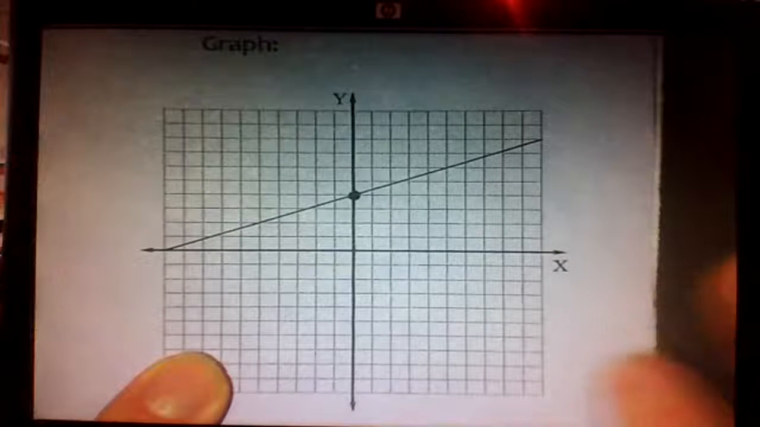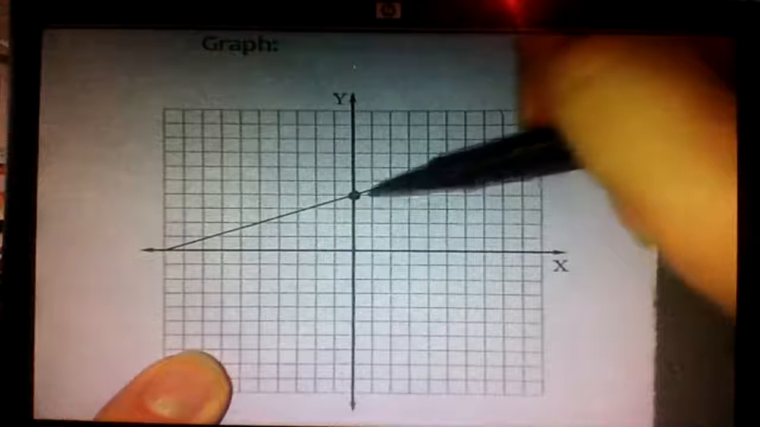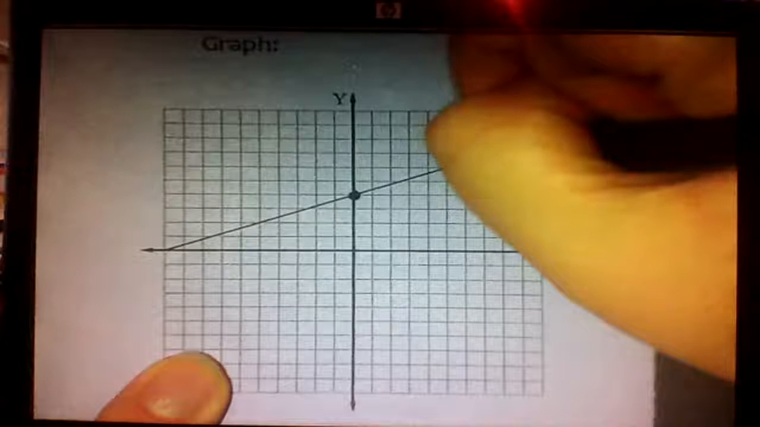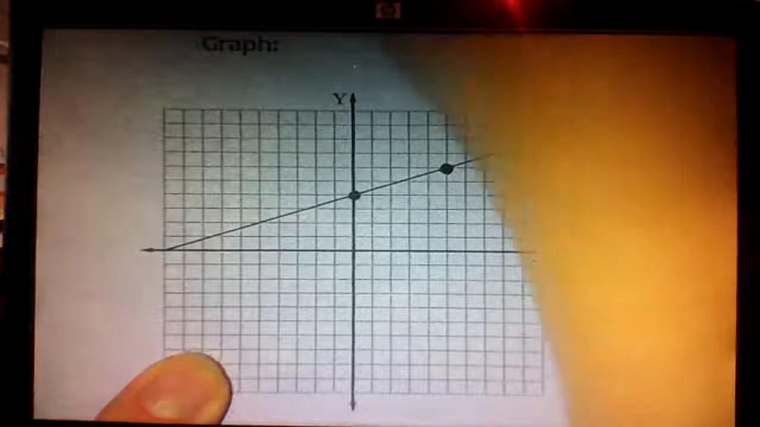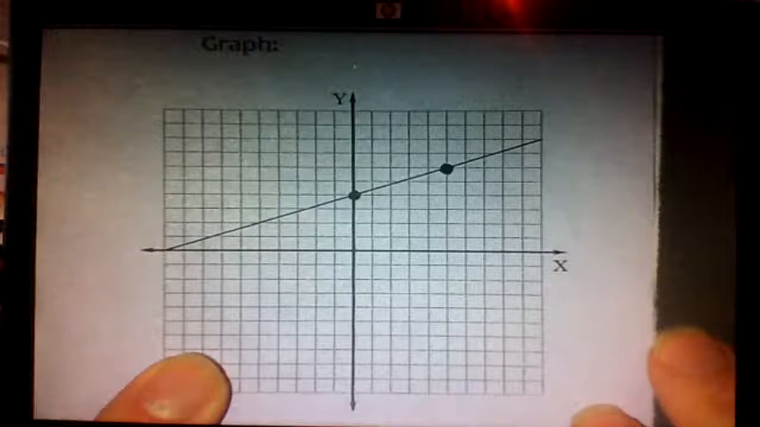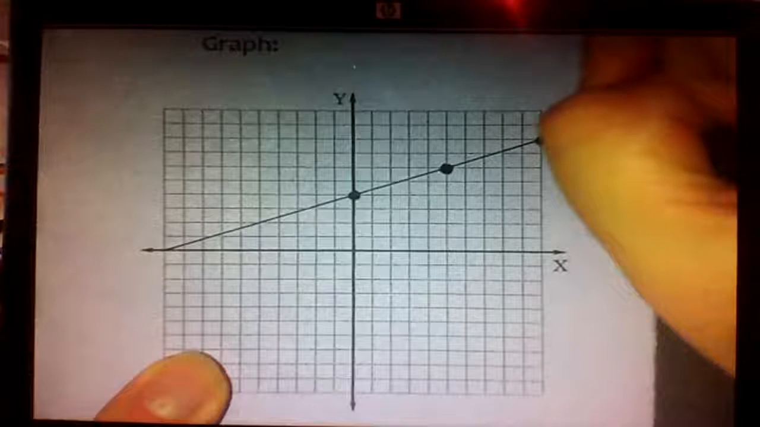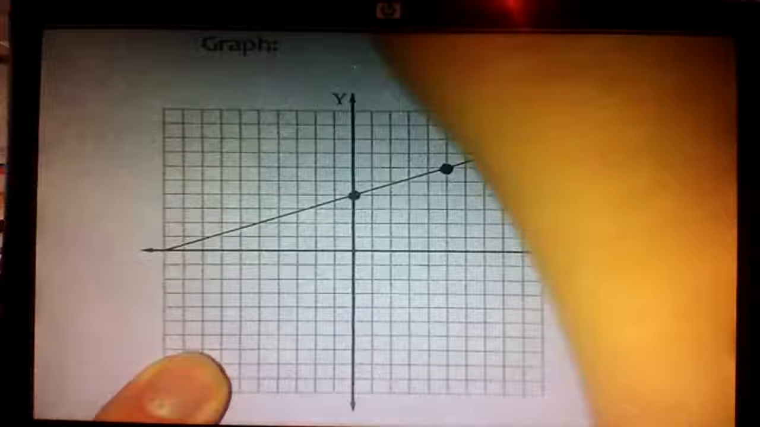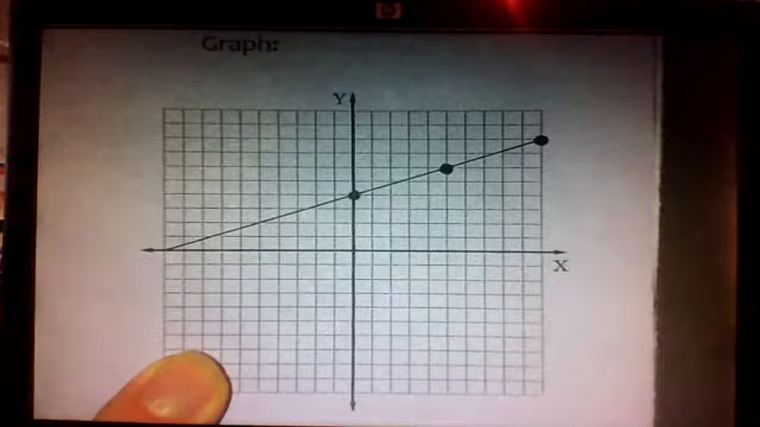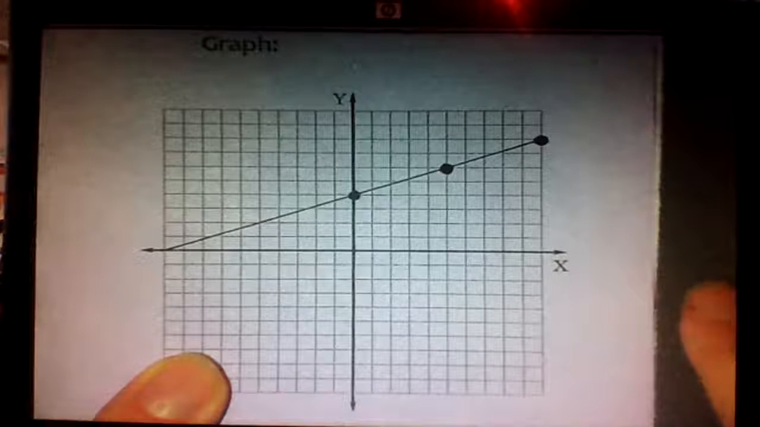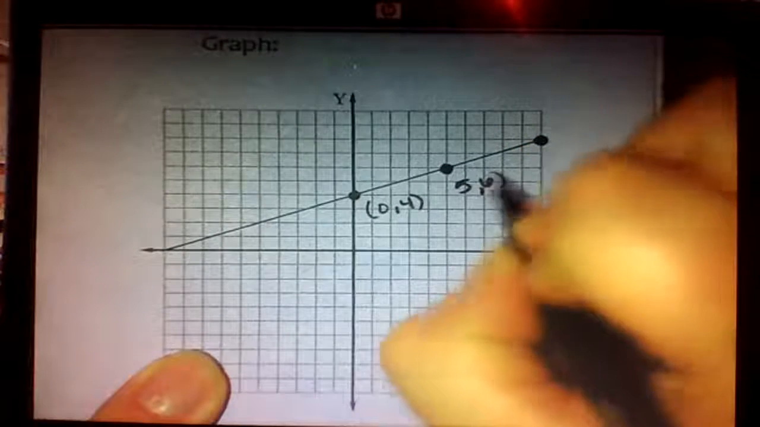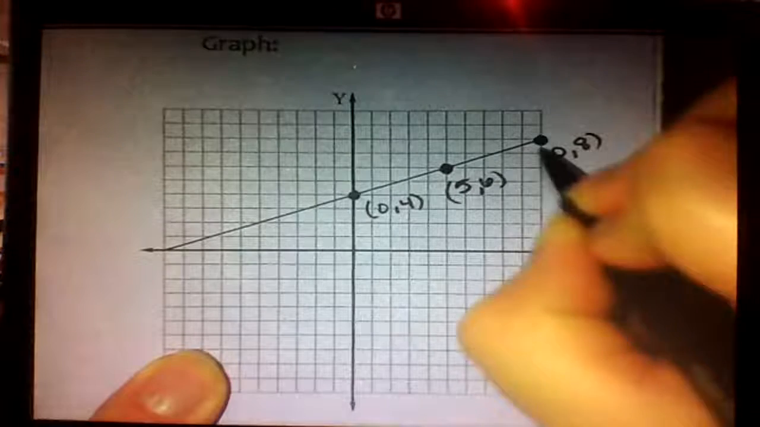Okay, let's find a next good solid point on this graph. Not there, not there, not there. It looks about here. 5, 6. And then it looks like another one about here. So that's 10, 8. So we're at 0, 4, we're at 5, 6, and we're at 10, 8.